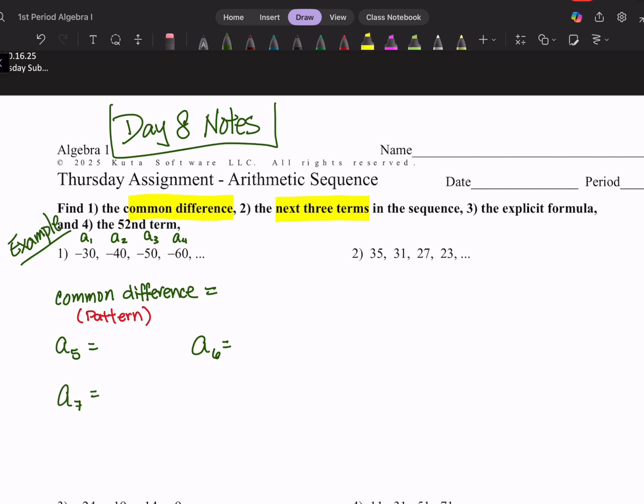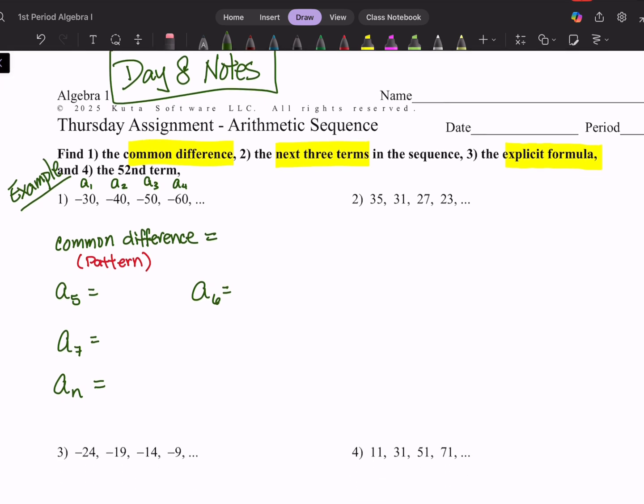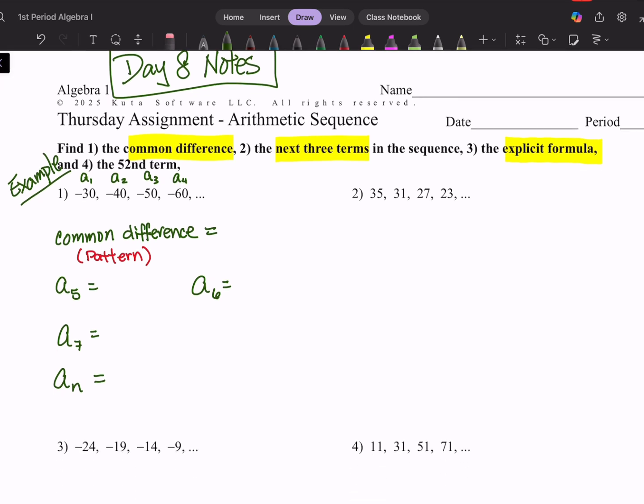And 3, I want to know the explicit formula. That's the one where I go, okay, if I want to go all the way up to the 1,000th term, how do I find that answer? So explicit formula. I want to know what a sub n equals. And the last thing I want you to do is find me the 52nd term. Meaning, I want you to use the formula to help figure out what a sub 52 is. Okay, remember you can use your decimals for this, for add, subtract, multiply, and divide.